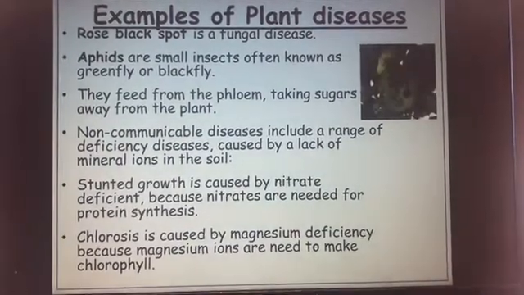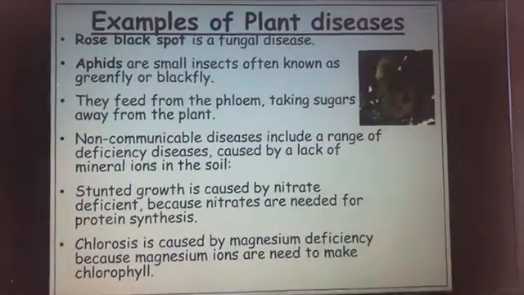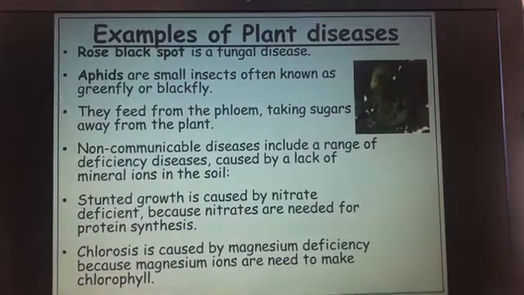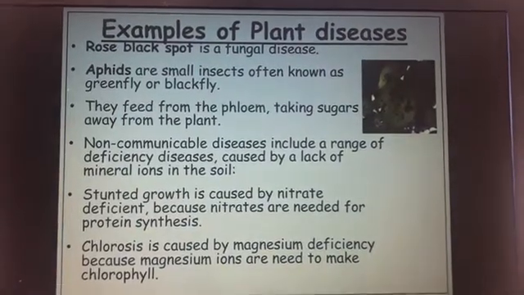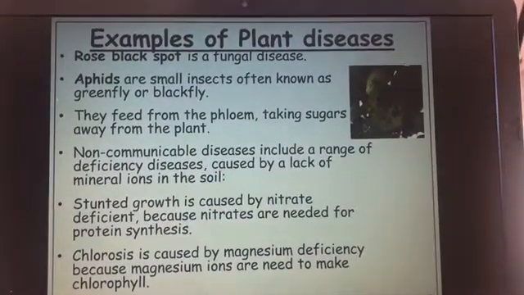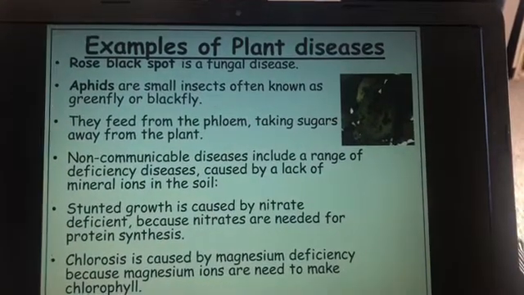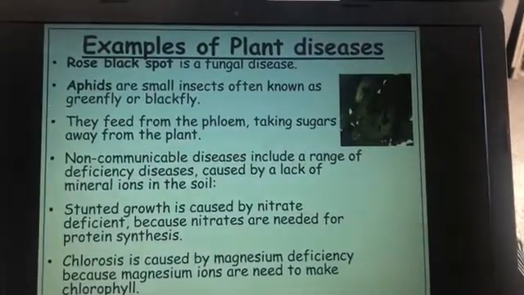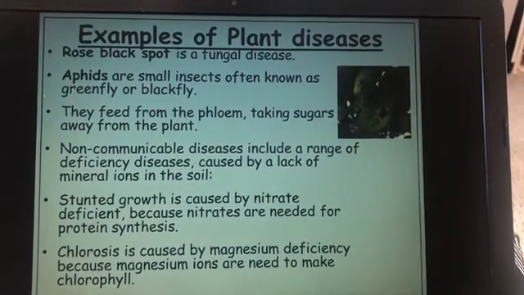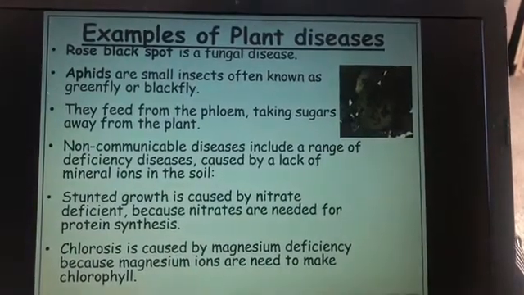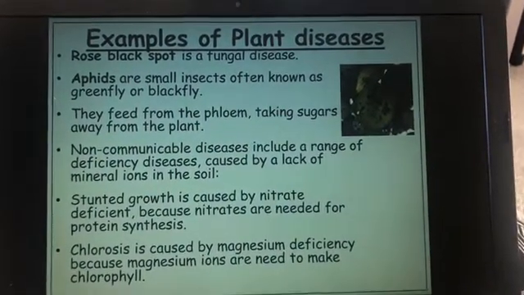As well as communicable diseases of plants, you've also got non-communicable diseases of plants, which cause a range of deficiency diseases caused by a lack of mineral ions. If there's a lack of nitrates in a plant, because nitrates are needed to make amino acids and therefore to make protein, you tend to find they have stunted growth. You've also got chlorosis, which is caused by magnesium deficiency, because magnesium is needed to make chlorophyll, so you tend to find they have less green colour and more of a yellow colour.